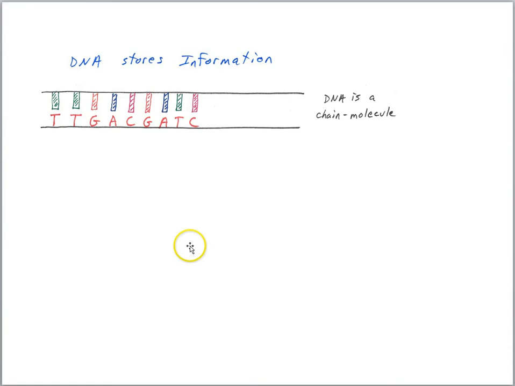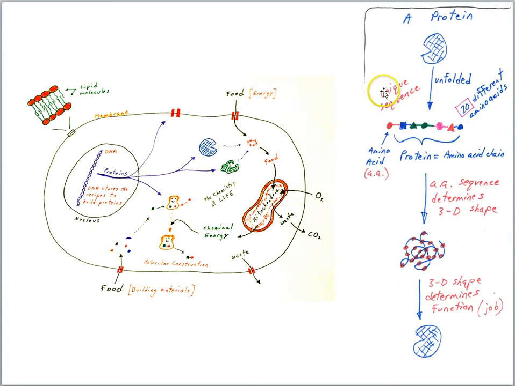A clue to how that might be the case can be seen if we take a closer look at proteins. Over here on the right, we see a protein. Now, all proteins have a certain shape, and it turns out they can be unfolded into a chain of chemicals called amino acids. So proteins are chains of amino acids. Some proteins are just several amino acids long, some are hundreds of amino acids long. There are 20 different kinds of amino acids that all proteins are composed of.